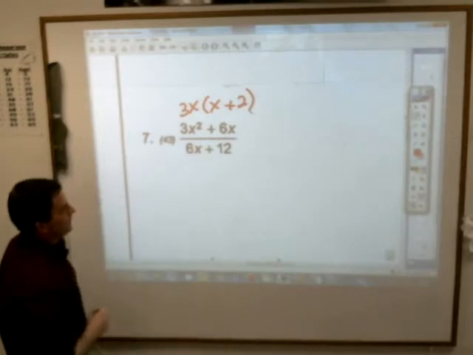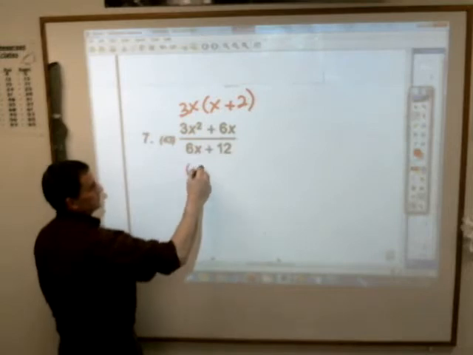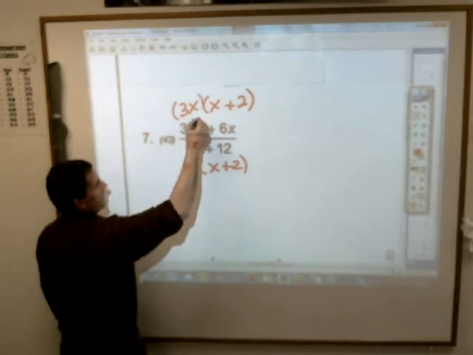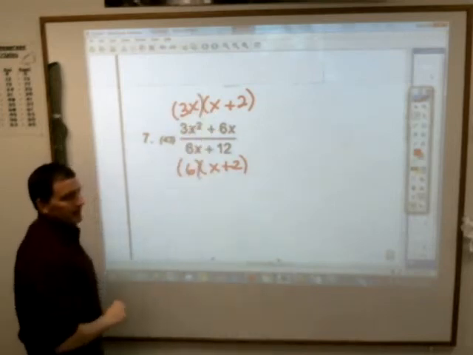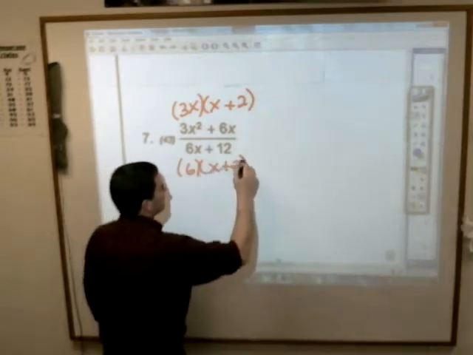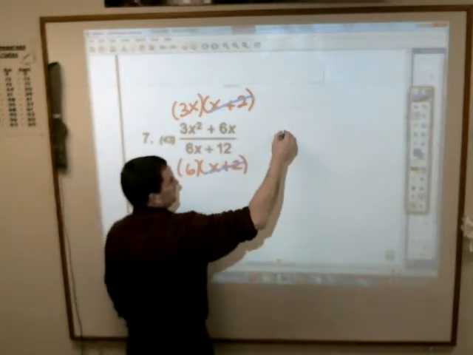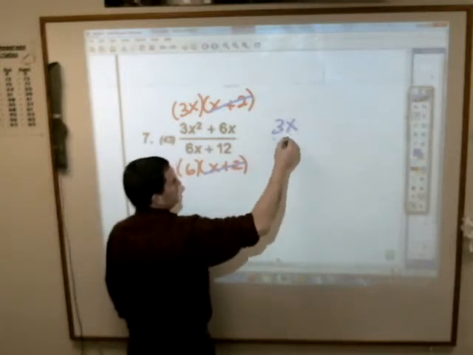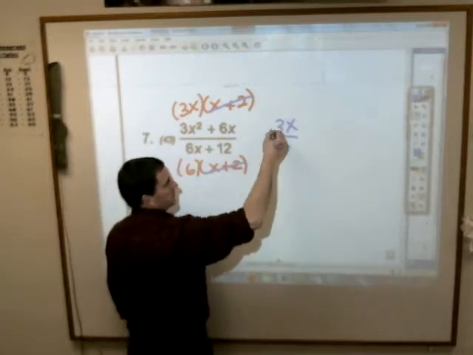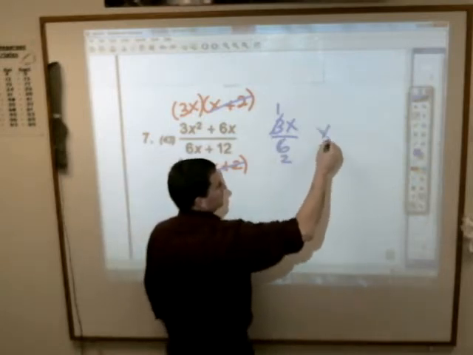What can I take out of the bottom? What can I factor these out to? Take a 6 out, and you're left with an x plus 2. Now these things are factors of each other. And at this point, since it's multiplication, since these are identical, I can cross off the x plus 2 and the x plus 2. Which leaves me with 3x over 6. And now you could just reduce this fraction. 3 goes into 3 once and into 6 twice. So x over 2 is the answer.